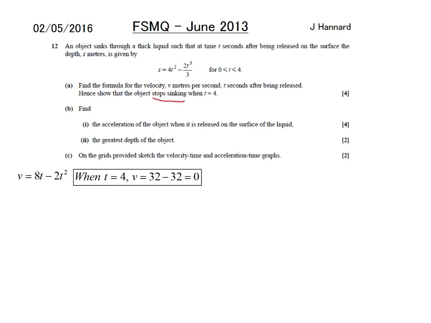Find the acceleration of the object when it's released on the surface of the liquid. So the relationship between velocity and acceleration is differentiation, so we find dv/dt, which is 8 minus 4t.